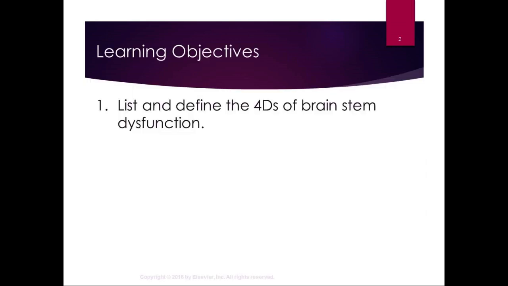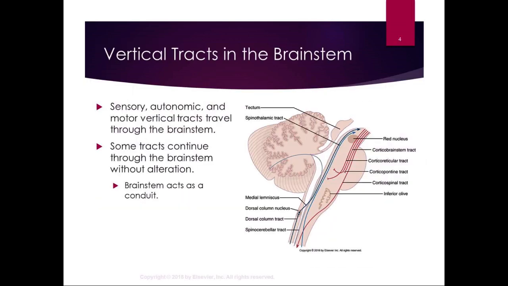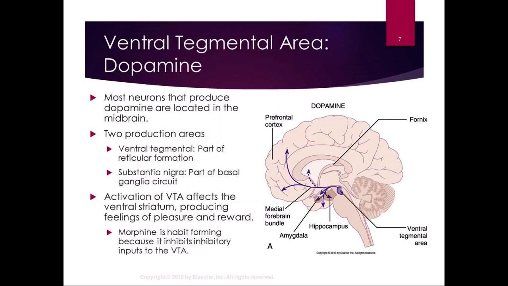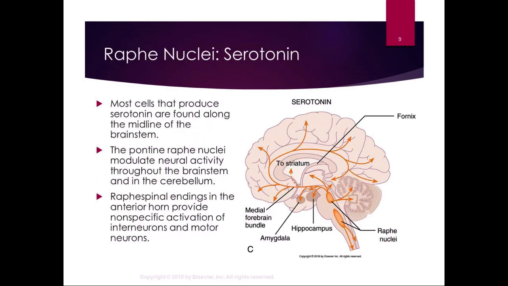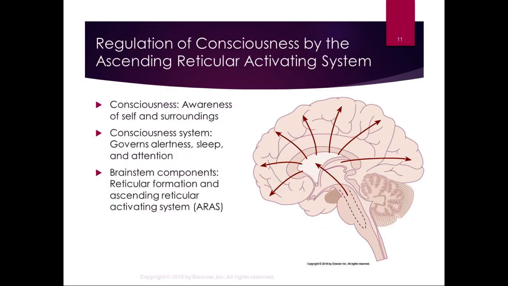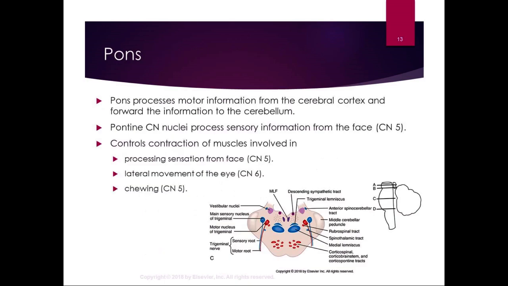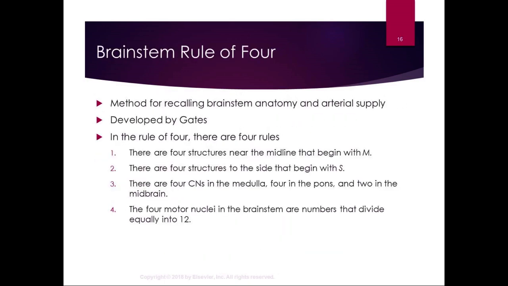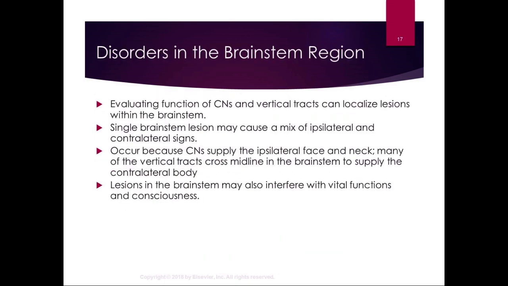Okay, so like all the other chapters in this book, we talk a little bit about the anatomy and function, and then we talk about disorders, because largely in PT we are treating disorders. The main thing I want you to get out of this disorders section is the 4 Ds of brainstem dysfunction. Okay, so we'll talk about it.